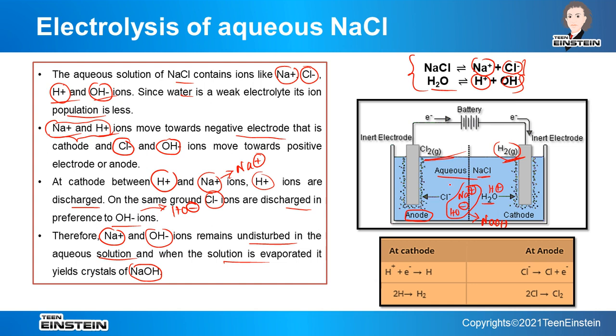Okay, and here also we have taken inert electrode, just as we have taken in case of molten NaCl. So carbon electrode is the inert electrode that is used. So here we can generate hydrogen, we can generate chlorine gas, and also we can generate NaOH. Okay, so these are the important applications. So when we are doing electrolysis of aqueous NaCl, you are getting chlorine, hydrogen and sodium hydroxide.